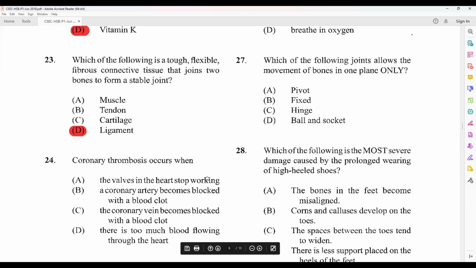Coronary thrombosis occurs when the coronary artery is blocked. So we are looking for the one that says that, which is B. The coronary artery becomes blocked with a blood clot. When the valves stop working in the heart, you're in trouble. Coronary vein becomes blocked with a blood clot. The coronary vein, yes, it is important, no doubt, but for the purpose of this question, you want your coronary artery to be blocked. That's a better answer.